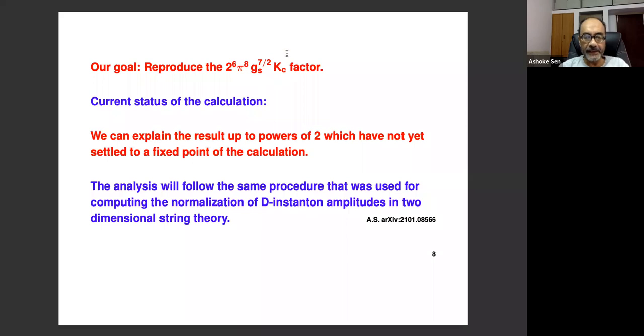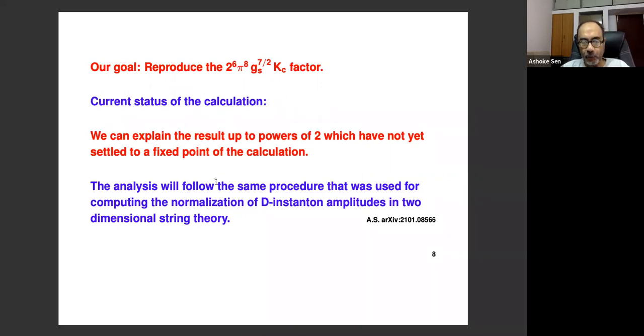Okay, so here, as I said, this is our goal. And the current status of the calculation, as I have already said, is that we can explain the result up to powers of 2, and powers of 2 have not yet settled in the calculation. Hopefully that will happen. So you cannot even say whether it agrees or not. But I'll try to show how the factors of pi at least come about, and in that process we'll also learn this gs dependence.